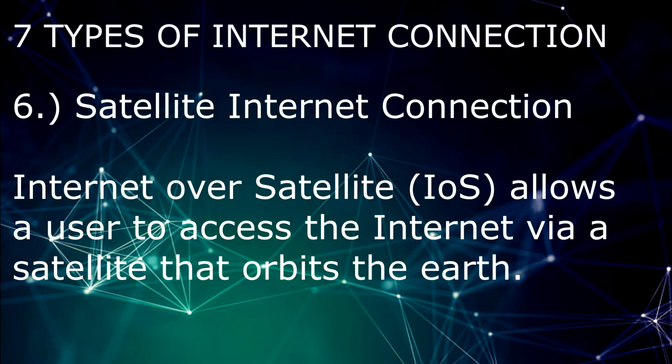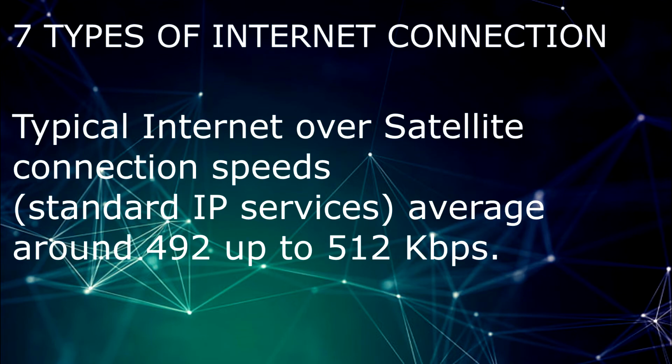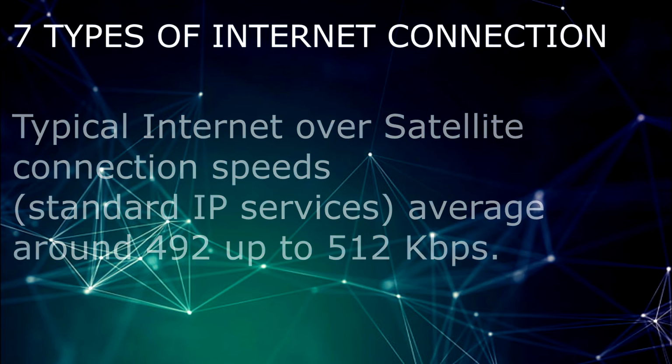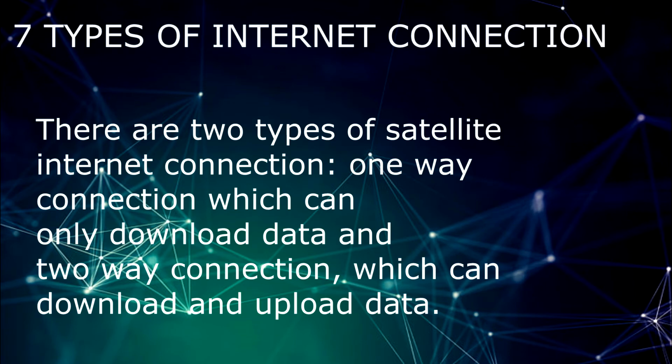Satellite Internet Connection. Internet over Satellite or IOS allows a user to access the internet via satellite that orbits the Earth. The typical Internet over Satellite connection speeds or standard IP services average around 492 up to 512 kbps. There are two types of satellite internet connection: the one-way connection, which can only download data, and the two-way connection, which can download and upload data.